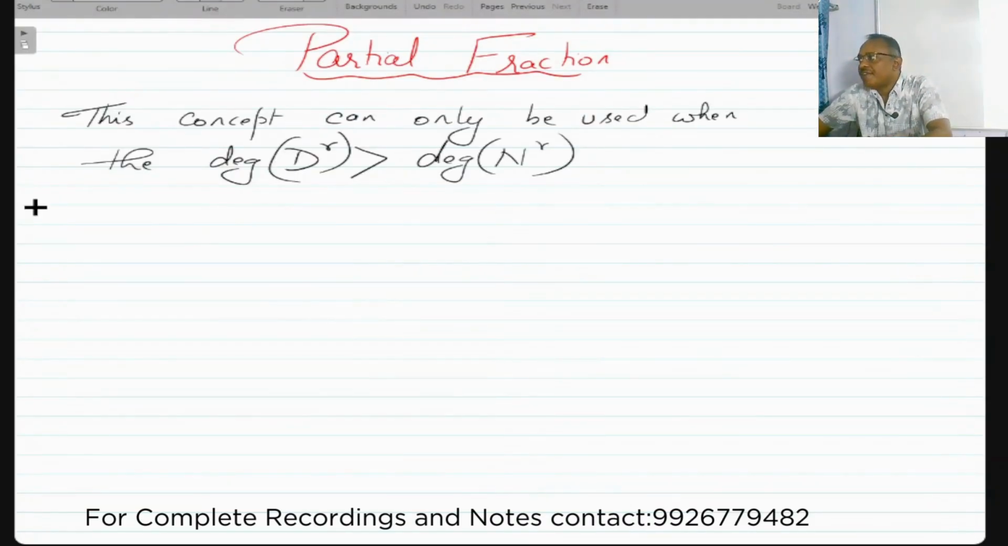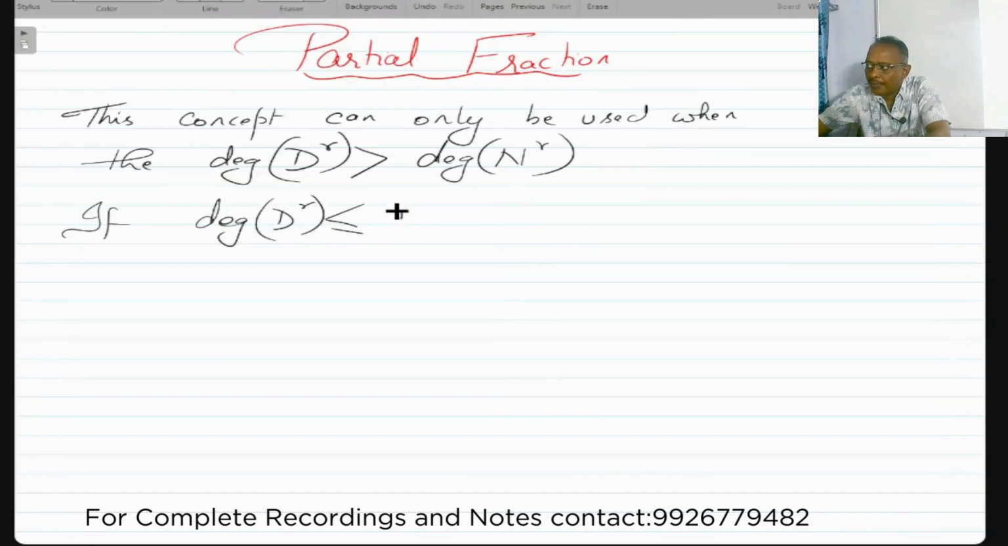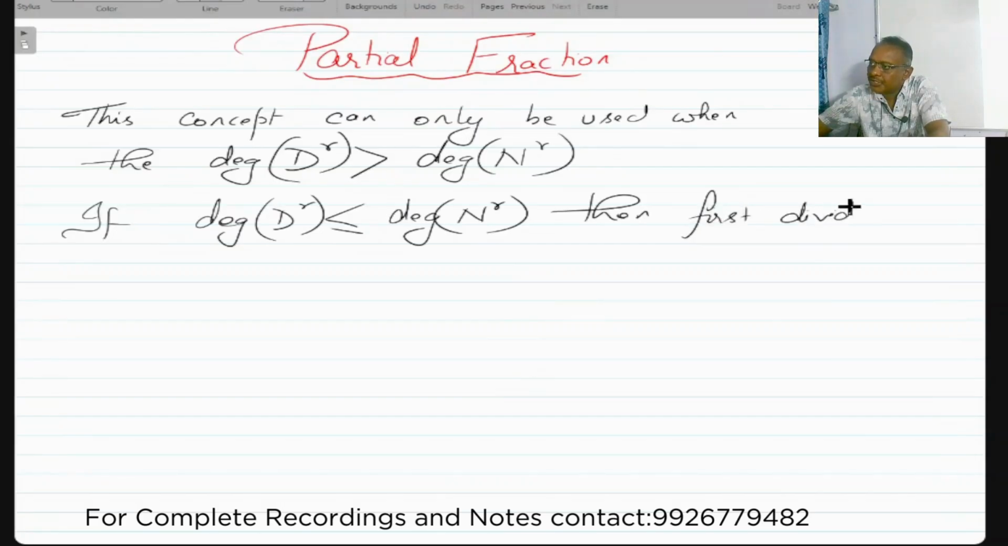ठीक है? If ever we get degree of denominator less than or equal to degree of numerator, then first divide. पहला चीज डिवाइड करो देन प्रोसीड ऑन. ठीक है? पहला.